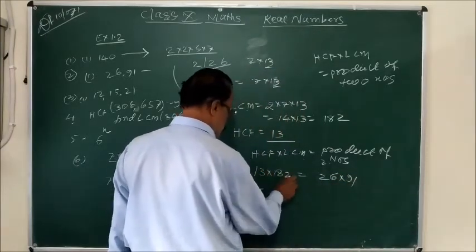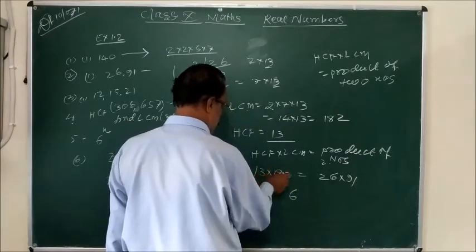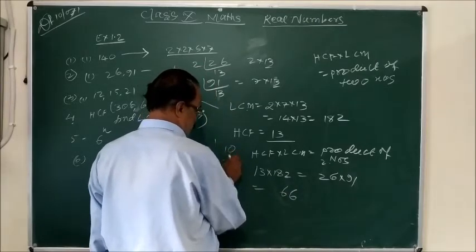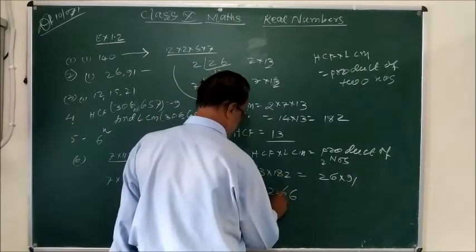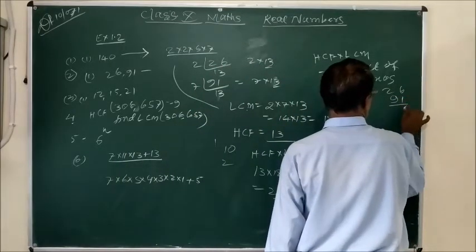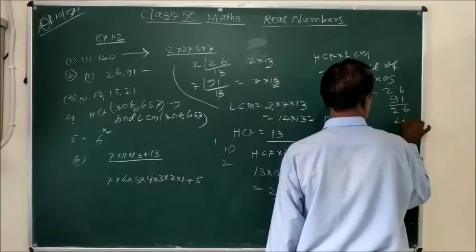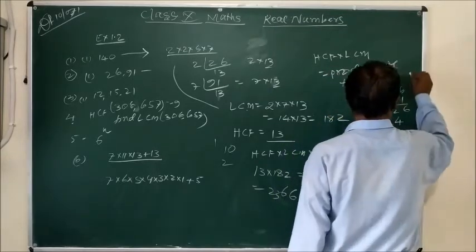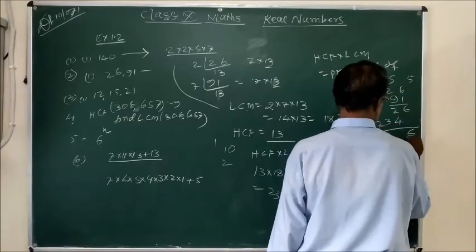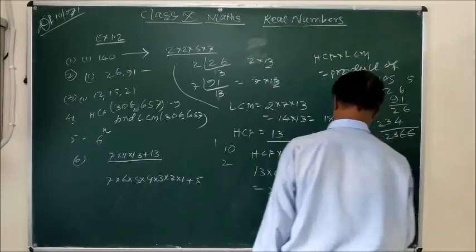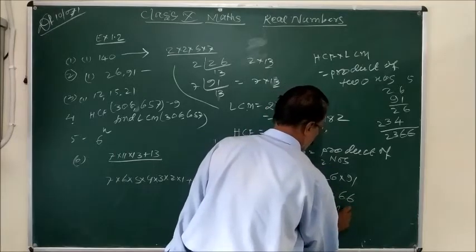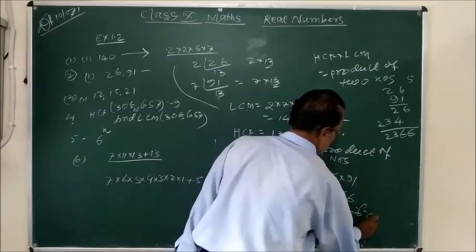You multiply 13 into 182, and you get 2366. Then you multiply 26 into 91, and here also you get 2366. This is the verification of this question.